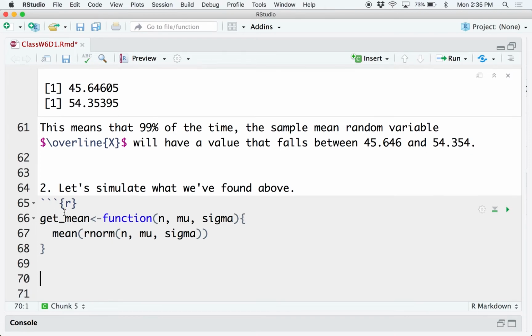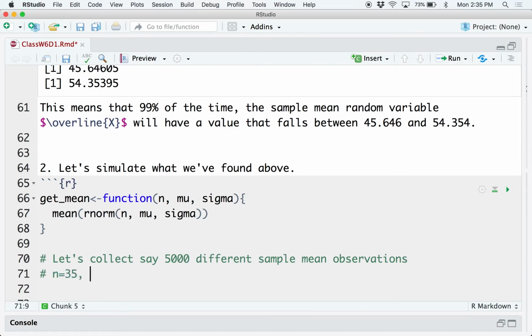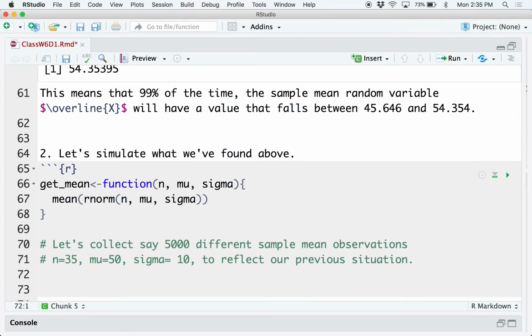Now let's collect, say, 5,000 different sample mean observations. We'll use the parameters n equals 35, mu equals 50, and sigma equals 10, to reflect our previous situation, example 2. So we do this in the usual way. Collect obs: we'll set up a numeric variable with 5,000 spaces, so currently it's all zeros. Then we'll do for i in 1 to 5,000.